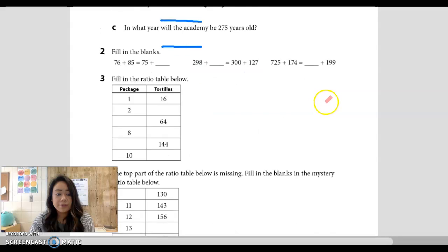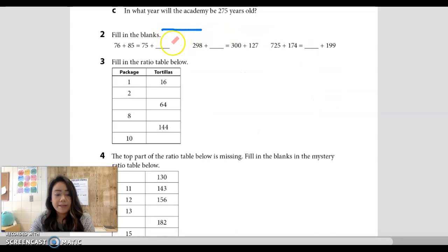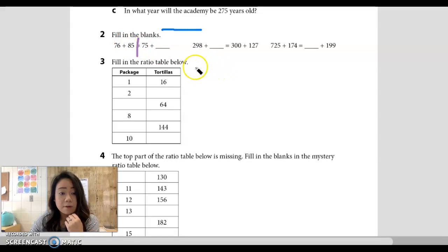Let's go to number 2. Fill in the blanks. 76 plus 85 equals 75 plus something. So how I like to look at this problem is I make a little imaginary line, and I know that each side needs to be equal to each other. So 75 plus 85, I could solve that to get my answer and then subtract 75 from the answer, and whatever number I get would go here.